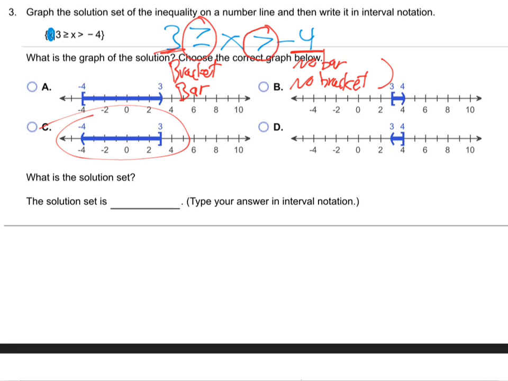Does that make sense? And then what's the interval notation? Parenthesis negative 4, just exactly what we're looking at. Parenthesis negative 4, comma, 3 bracket, right? Parenthesis negative 4, 3 bracket. Left edge, comma, right edge.